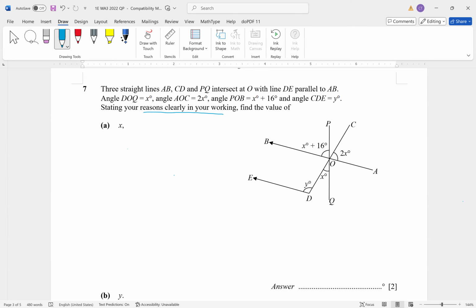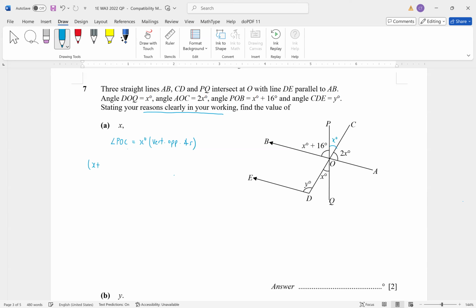It should become rather obvious that angle POC is equal to X degrees because of the property of vertically opposite angles. Once we know that this is X degrees, then we can use it to formulate an equation and find the value of X. So let's do it now. Angle POC is equal to X degrees. The reason is that they are vertically opposite angles. Once we have that, then we can form our equation already.